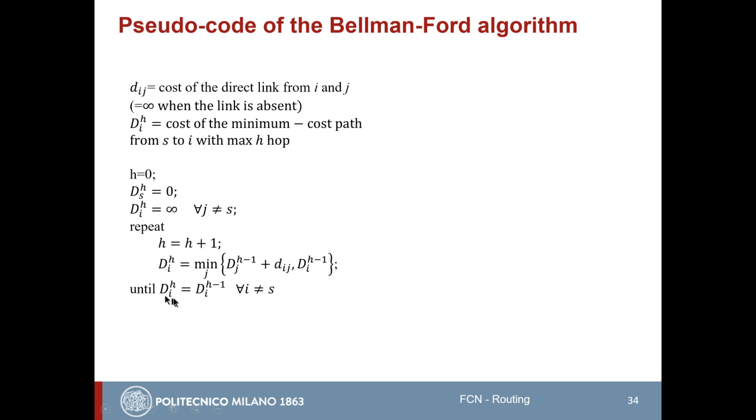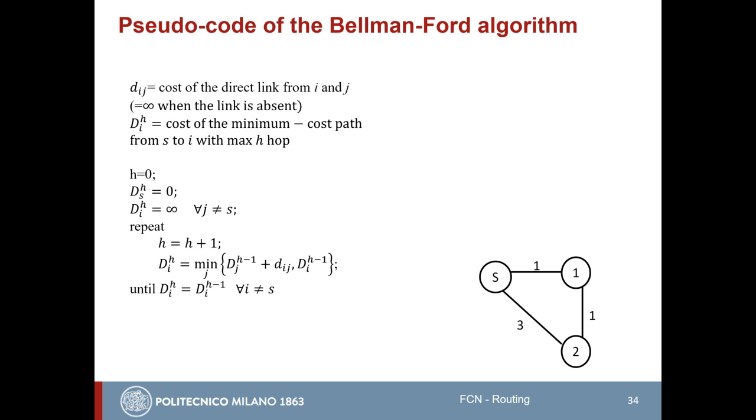The closing condition for the algorithm is that the updated value of the distance from the source does not change in one step compared to the previous step. So when this is realized for all the values of I, so for all the nodes, then you can stop the algorithm. And it can be proved that this happens when h has reached the value of the network diameter, as we have already mentioned before.